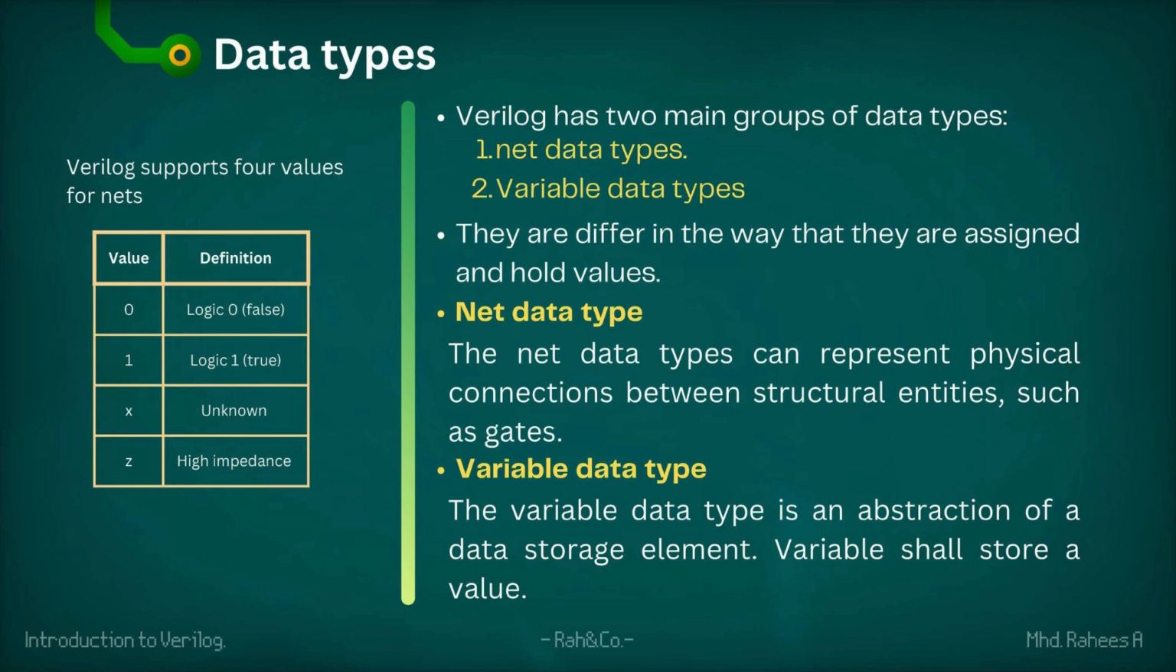Variable data type. The variable data type is an abstraction of a data storage element. A variable shall store a value from one assignment to the next. An assignment statement in a procedure acts as a trigger that changes the value in the data storage element.